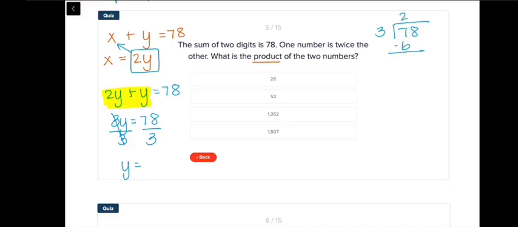3 fits into 7 2 times, giving me 6. Subtract to get 1, bring down the 8, and that would be 6. So y is going to equal 26. But now I need to find the value of x. x is equal to 2 times y. Since y is 26, I can plug that in, and it turns out that x is equal to 52.